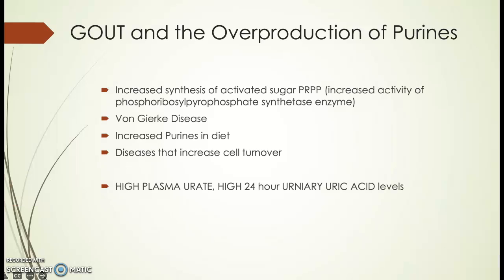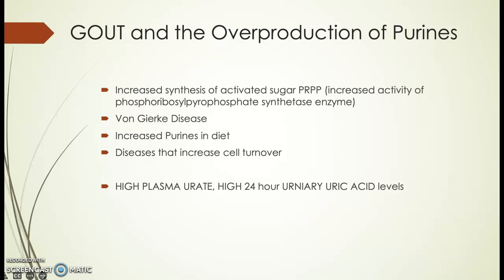The overproduction of purines is often a result of an abnormality in one of the enzymes involved in purine production. An increased amount of purines will lead to increased purine degradation, which will result in excessive uric acid as a waste. Disorders that increase the production of the activated sugar PRPP will also lead to increased purine synthesis because PRPP is required for the initial step of purine synthesis.